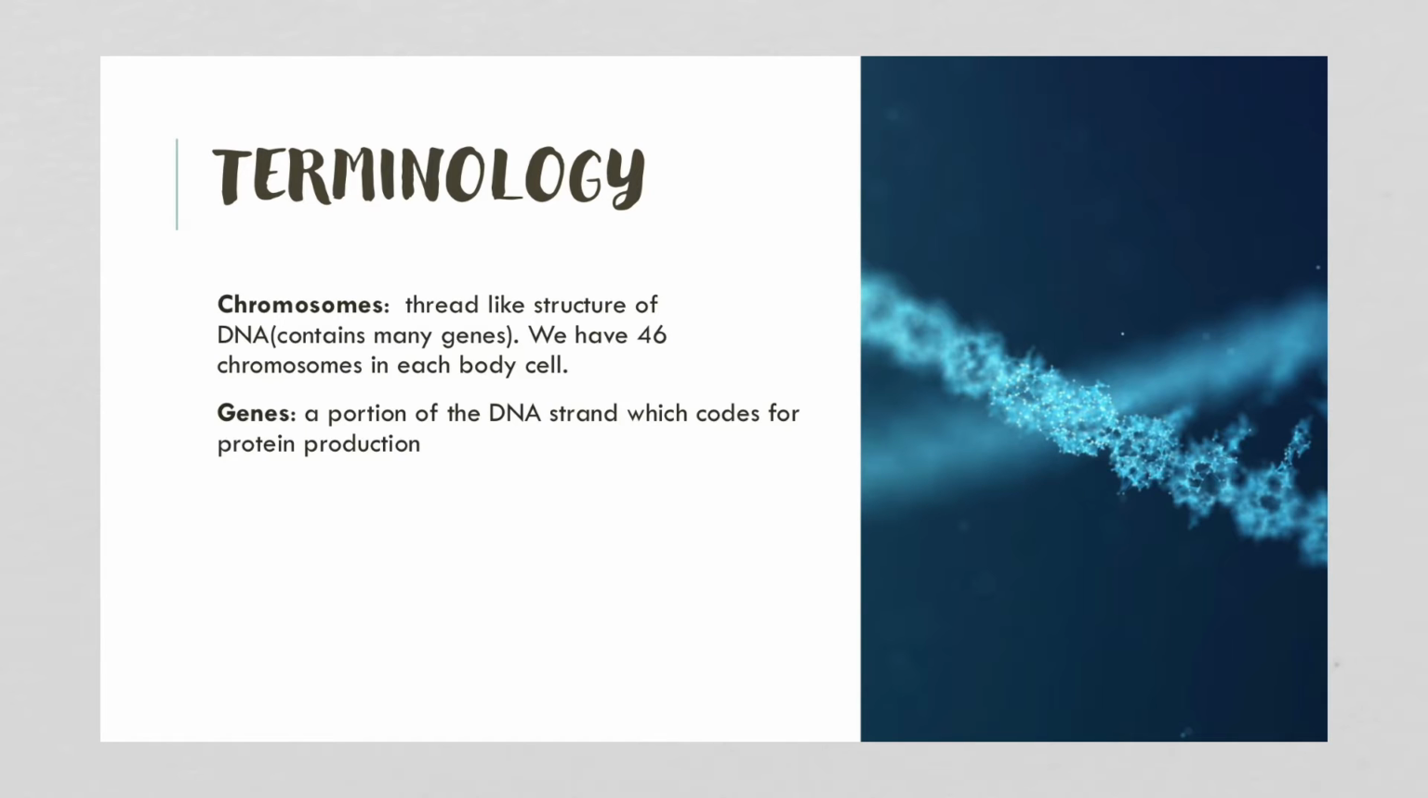Genes are a portion of the DNA strand, so a portion of a chromosome that codes for a specific protein. So again, a gene is a portion of the DNA that codes for a protein. That protein could be involved in determining your eye color, or it could be involved in determining your hair, and so on.